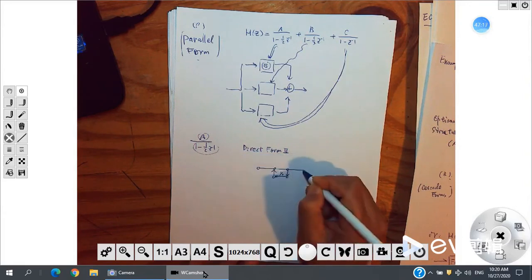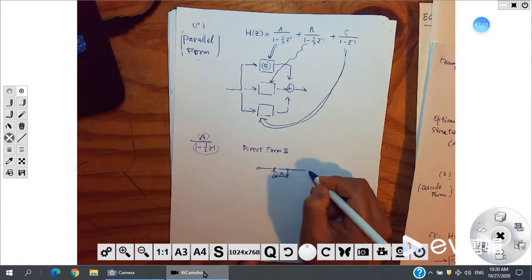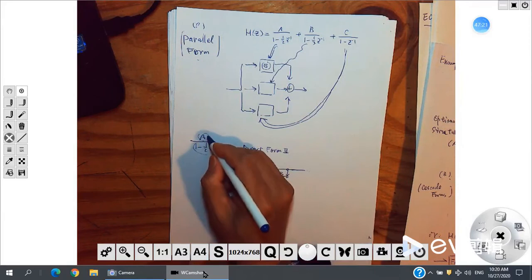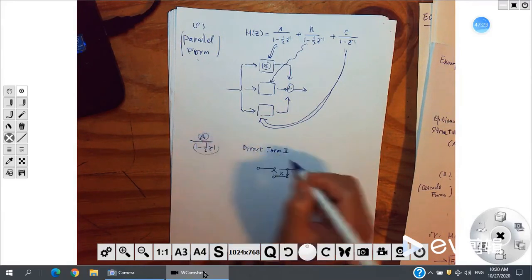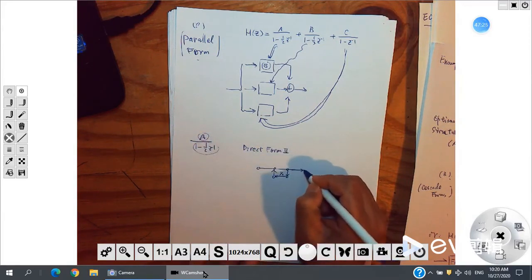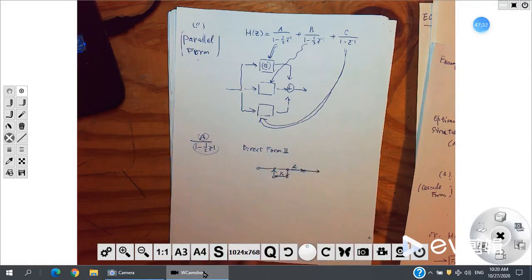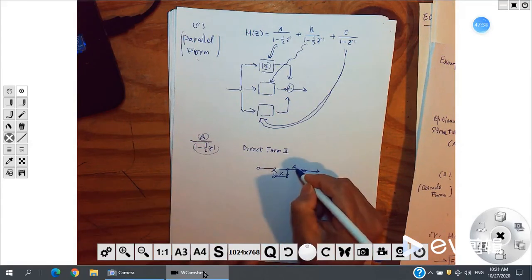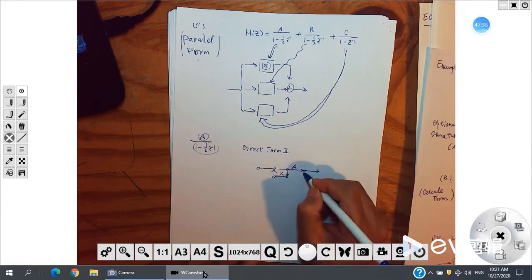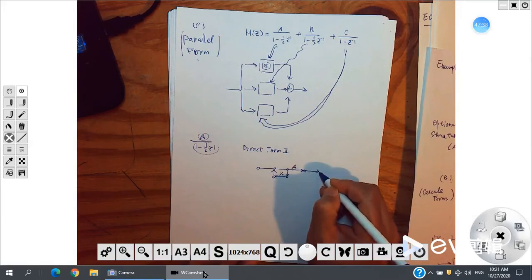And then the numerator will go forward, but now no z, right? No z here, no delay. I don't need any delay here. I just go here. So here's A. You need to find A before you do this, actually. All right, I explained it. You need to put A here. Yeah, this is direct form 2.